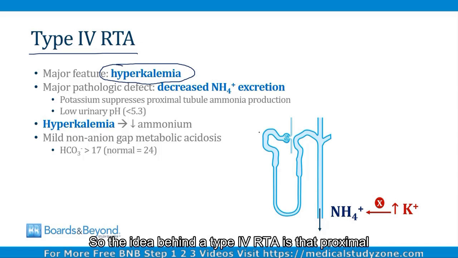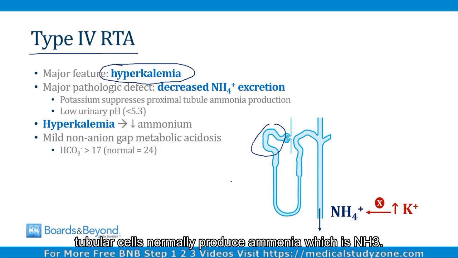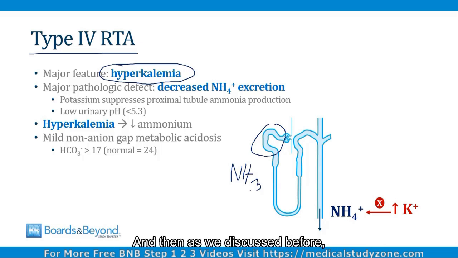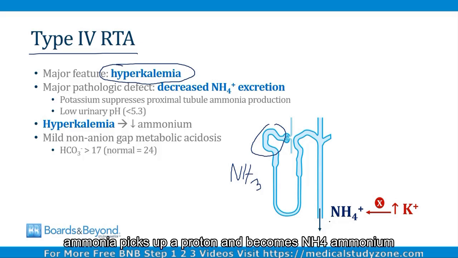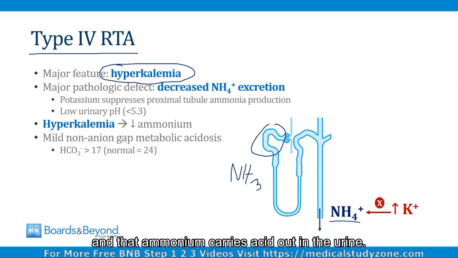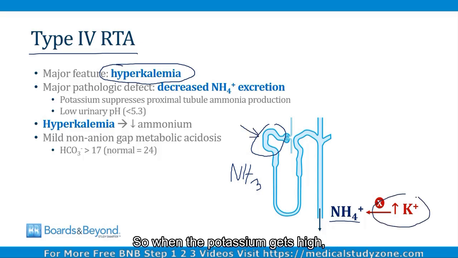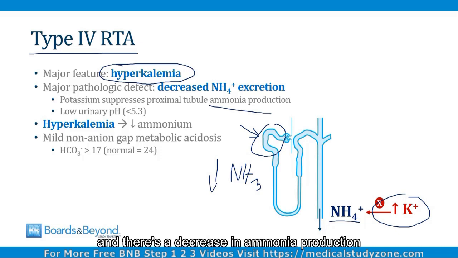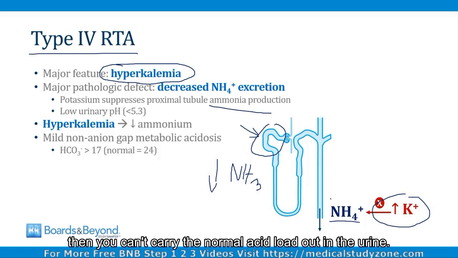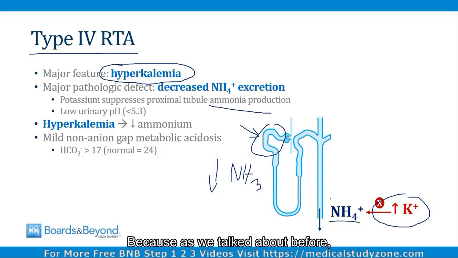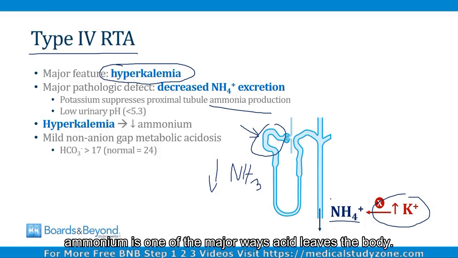The idea behind a type 4 RTA is that proximal tubular cells normally produce ammonia, which is NH3. And then as we discussed before, ammonia picks up a proton and becomes NH4 ammonium, and that ammonium carries acid out in the urine. It turns out that these proximal tubular cells are very sensitive to potassium. So when the potassium gets high, these cells stop making ammonia normally, and there's a decrease in ammonia production. And when you don't have a lot of ammonia around, then you can't carry the normal acid load out in the urine, because as we talked about before, ammonium is one of the major ways acid leaves the body.